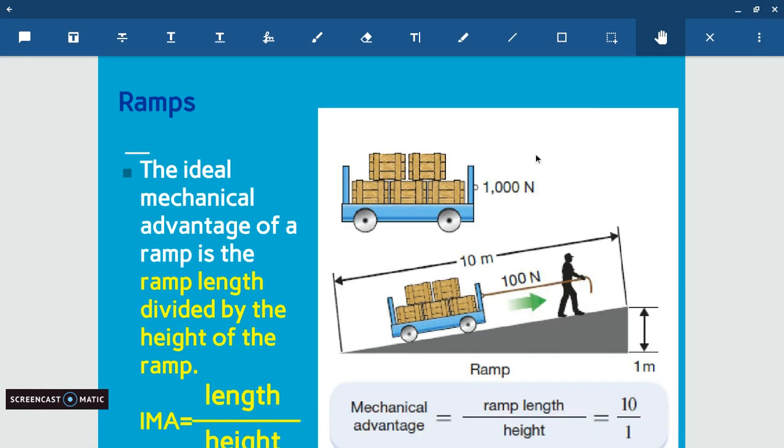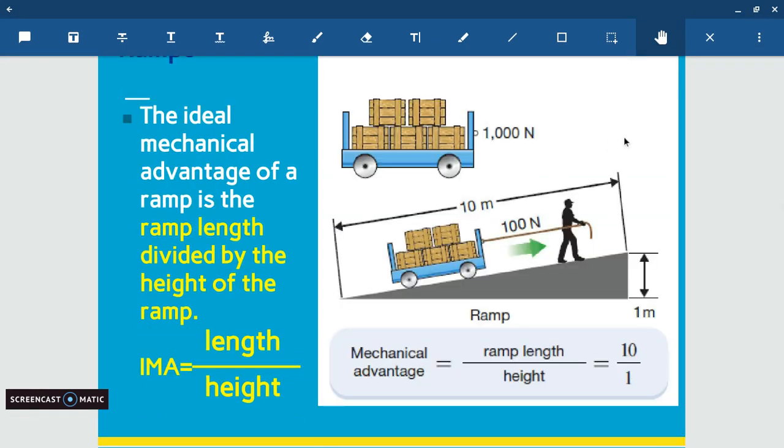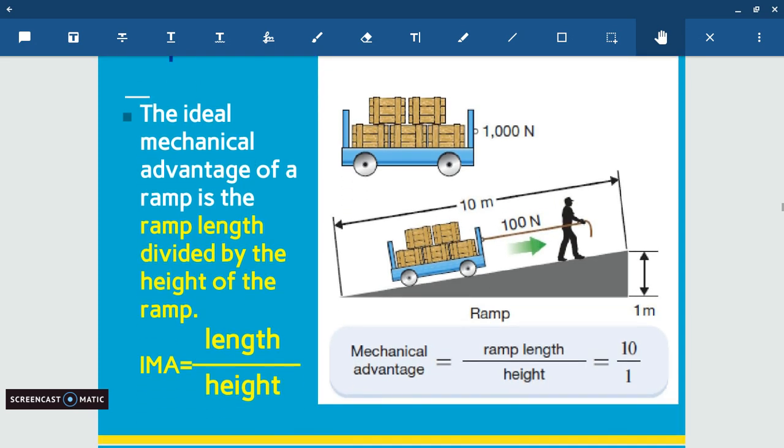The ideal mechanical advantage of a ramp is the length of the ramp divided by the height of the ramp. The length being the long way up the surface that you are using to pull or push the object, divided by the actual height off the ground that it reaches. As with all other mechanical advantages, there are no units, because if I look at this example, I would be taking 10 meters divided by 1 meter, and my meters would disappear on both of those, giving me an ideal mechanical advantage of 10.